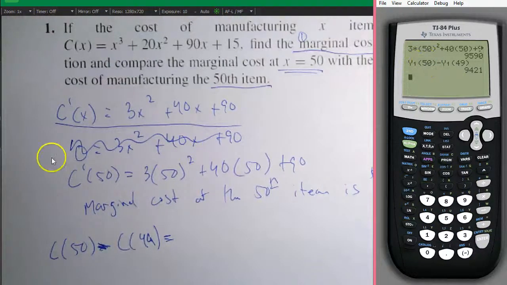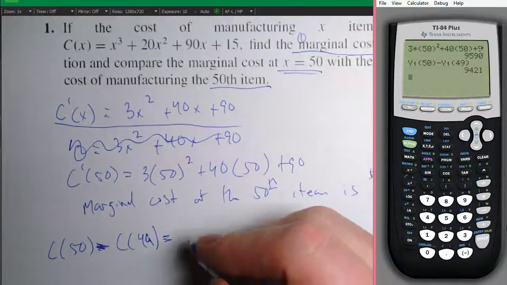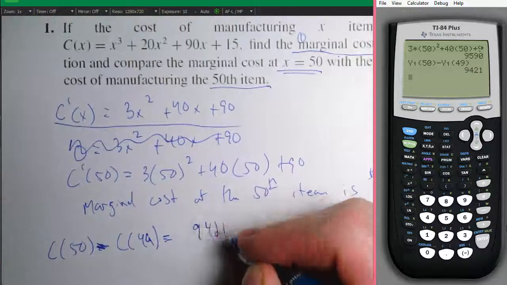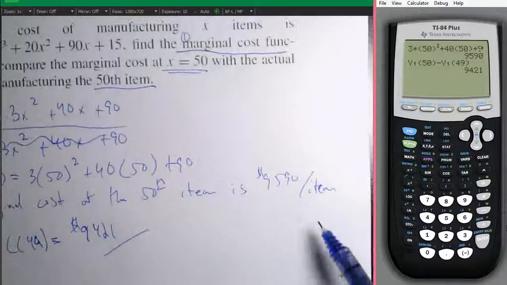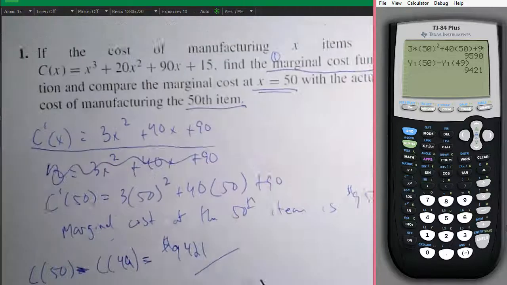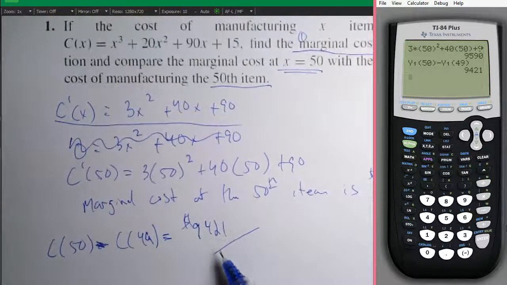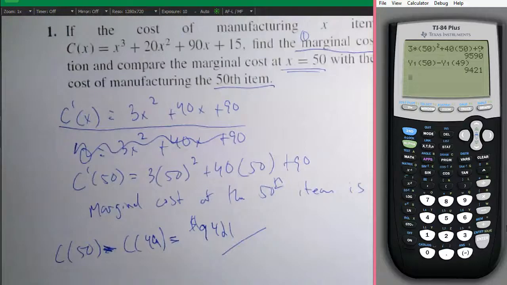So again, I know this seems weird, but this function here doesn't mean the cost of the 50th item. It means the cost to make 50 items. So I'm saying, how much does it cost to make 50 items? How much does it cost to make 49 items? Then subtracting the two, that difference is how much it actually costs to make the single 50th item, which was $9,421. So it's a little off, but this is the rate at which it's costing us to get to the 50th. This is the actual cost of the 50th item. They should be a little different because one's a rate, one's the actual cost.